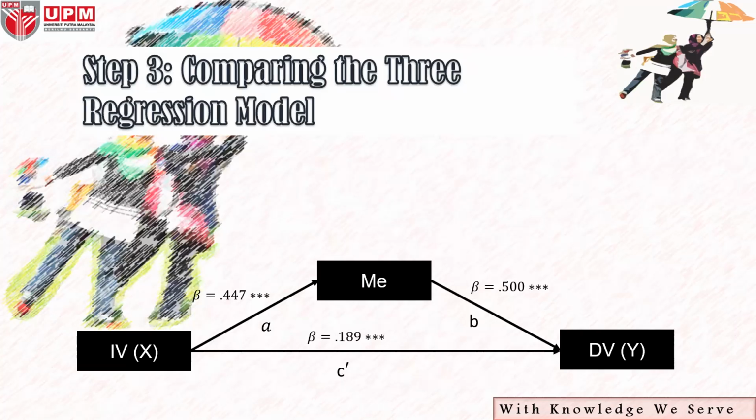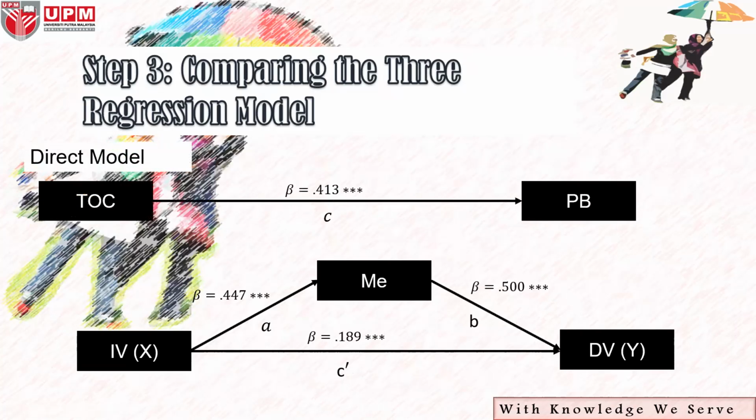So this is for the mediation model. Path A beta equals 0.447. Path B beta equals 0.5. C prime beta equals 0.189. Okay, this is for the direct model.